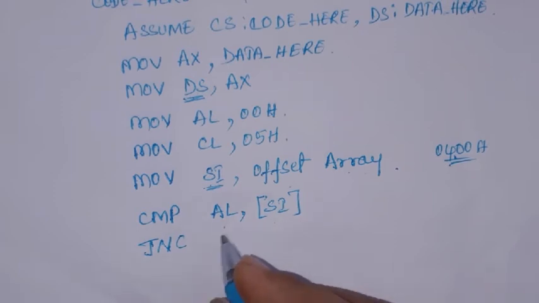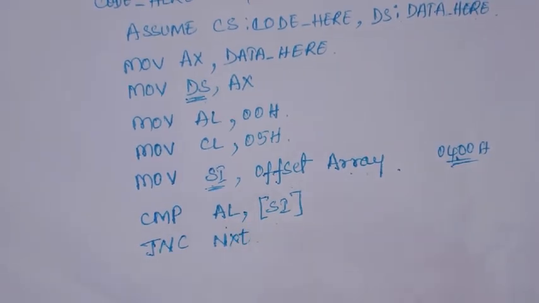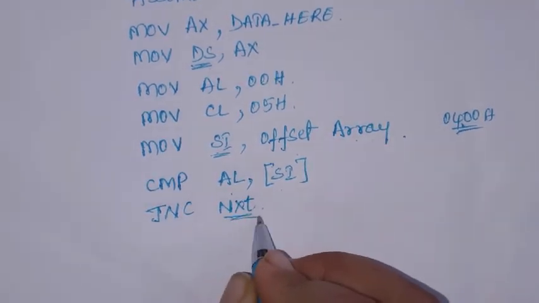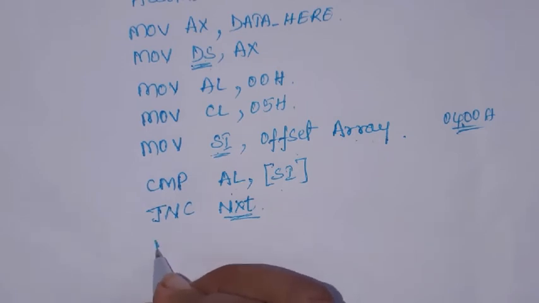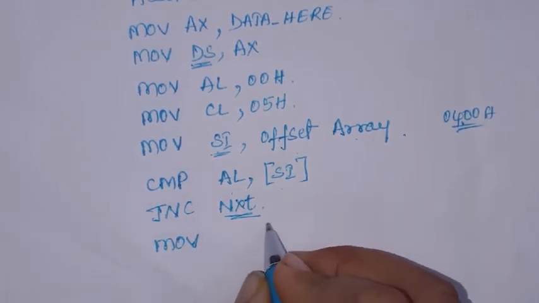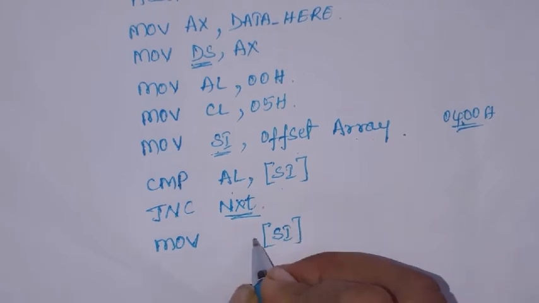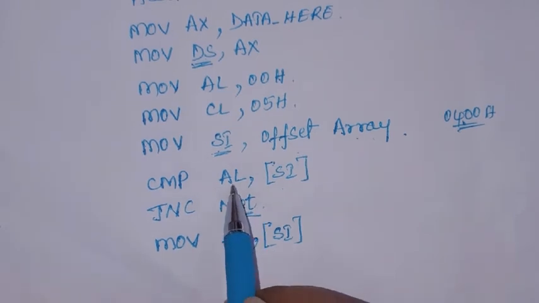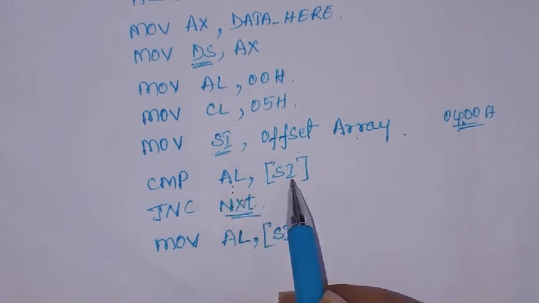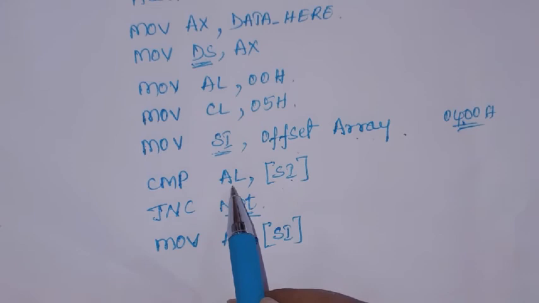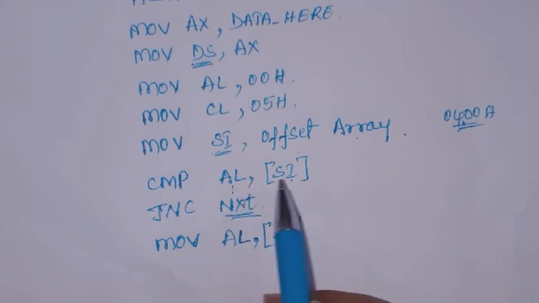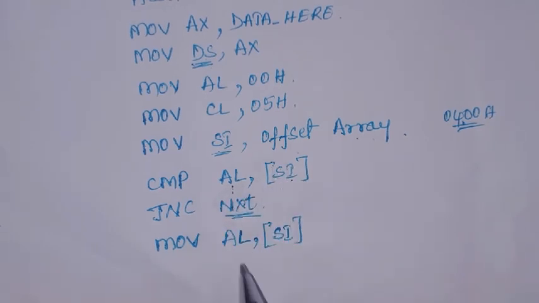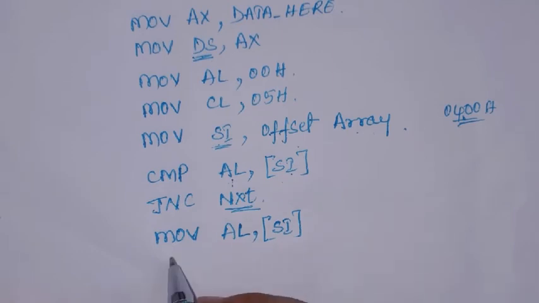If there is no carry, execution is transferred to another location. We'll see where it comes. This is the label. Now if there is a carry, what we need to do? Move that element to the AL register. When will the carry come? If this particular number is less than this one, then carry will be there. So if it is less, this is the bigger one, so that must be moved to the AL register. Moved.